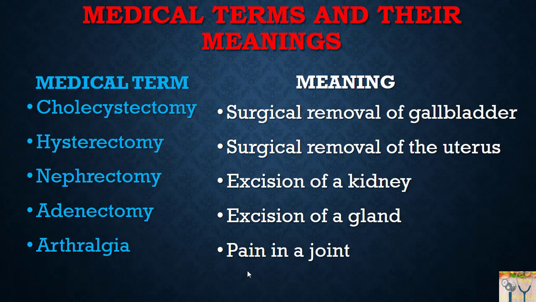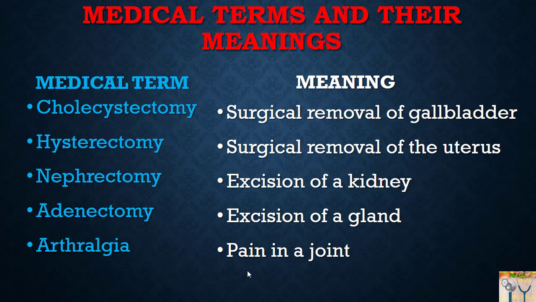Medical terms and their meanings. Example, we have cholecystectomy, that is the surgical removal of the gallbladder. Hysterectomy. Ectomy means the surgical removal, and hyster means the uterus. So, surgical removal of the uterus. Nephrectomy, meaning excision of a kidney. Adenectomy means excision of a gland. Excision is the same as surgical removal.